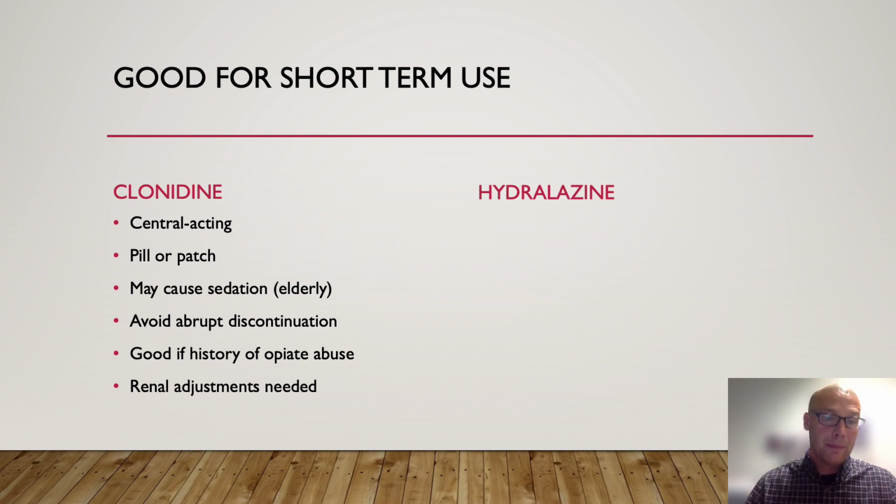You want to avoid abrupt discontinuation with these patients, though. You can get something called rebound or reflex hypertension with these. So anytime a patient is placed on clonidine, it really should be tapered down over a period of time. That's one of the disadvantages with it, but it's something to really be aware of. They're good with patients with a history of opiate abuse because it can curb cravings as well. It works really well with that. Some people use it for mental health problems as well, but it's one thing to consider. But there are some renal adjustments that you need to make if you do choose this medication.